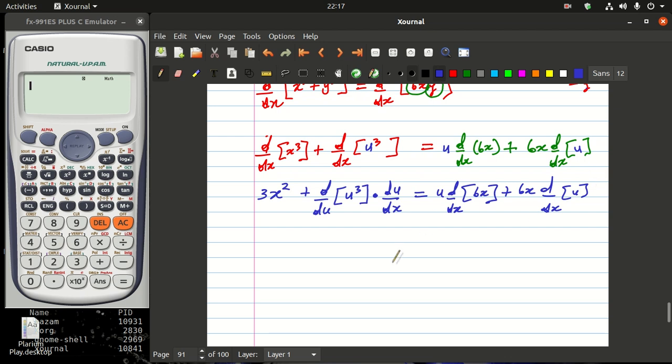So if you take note, here I'm still going to have 3x squared, and then here I'm taking the derivative of this with respect to u.